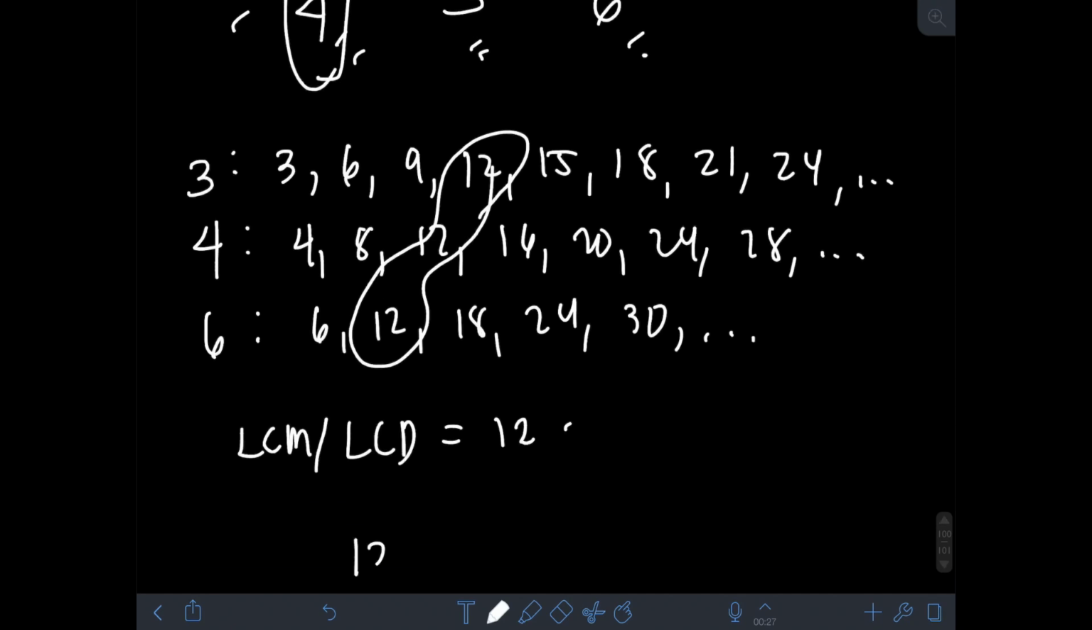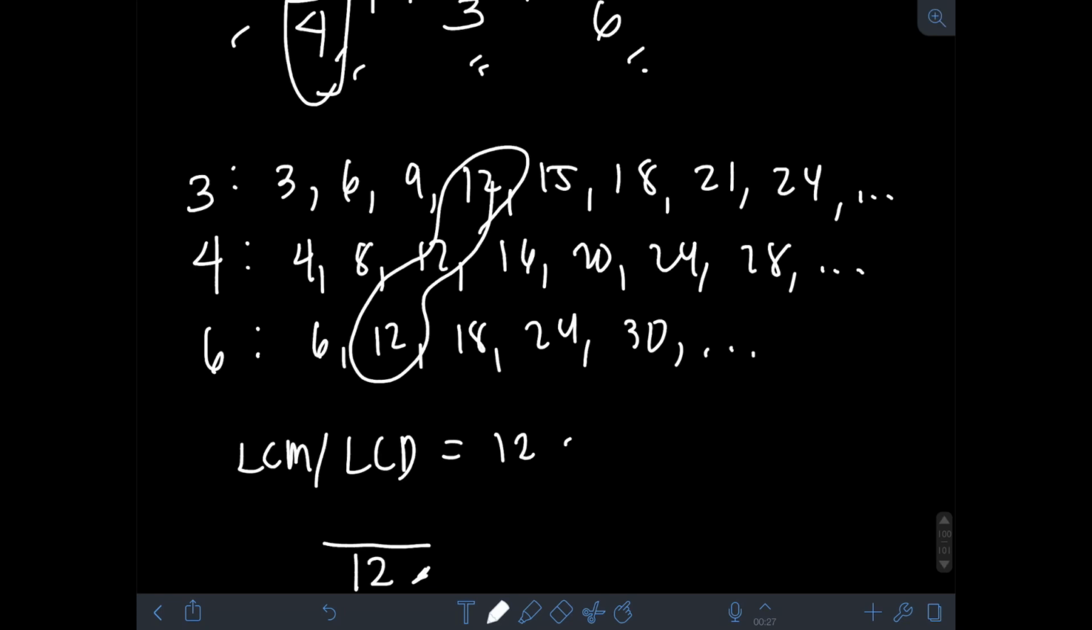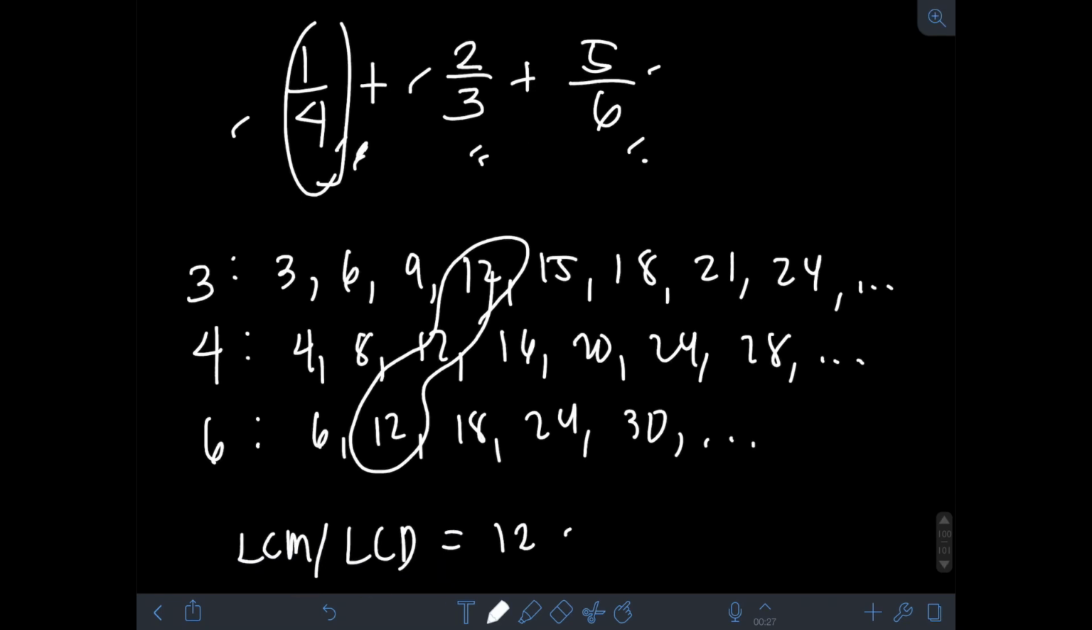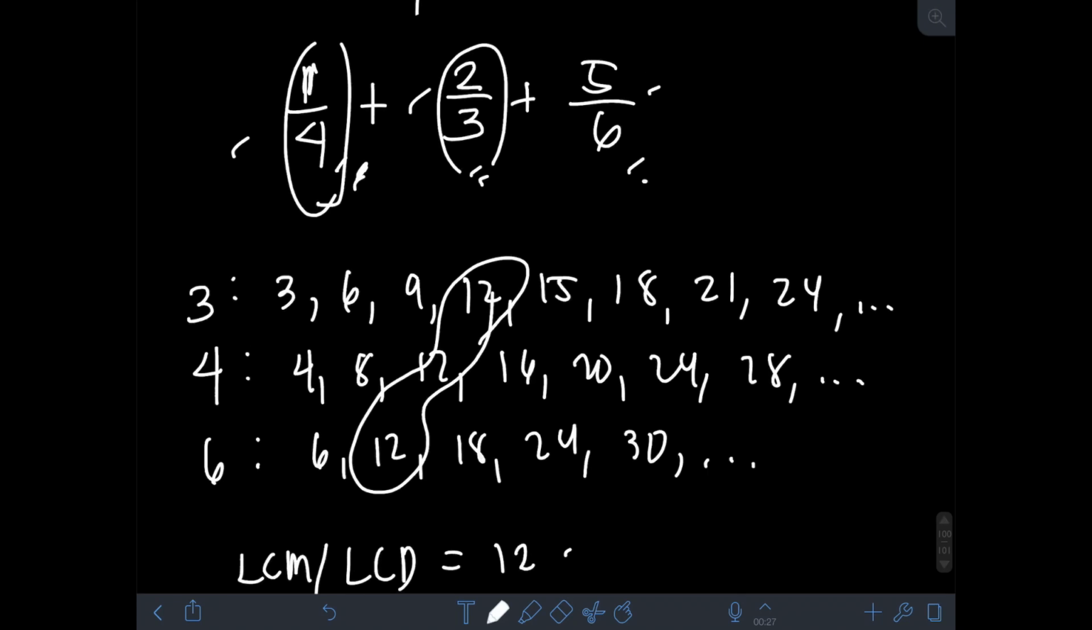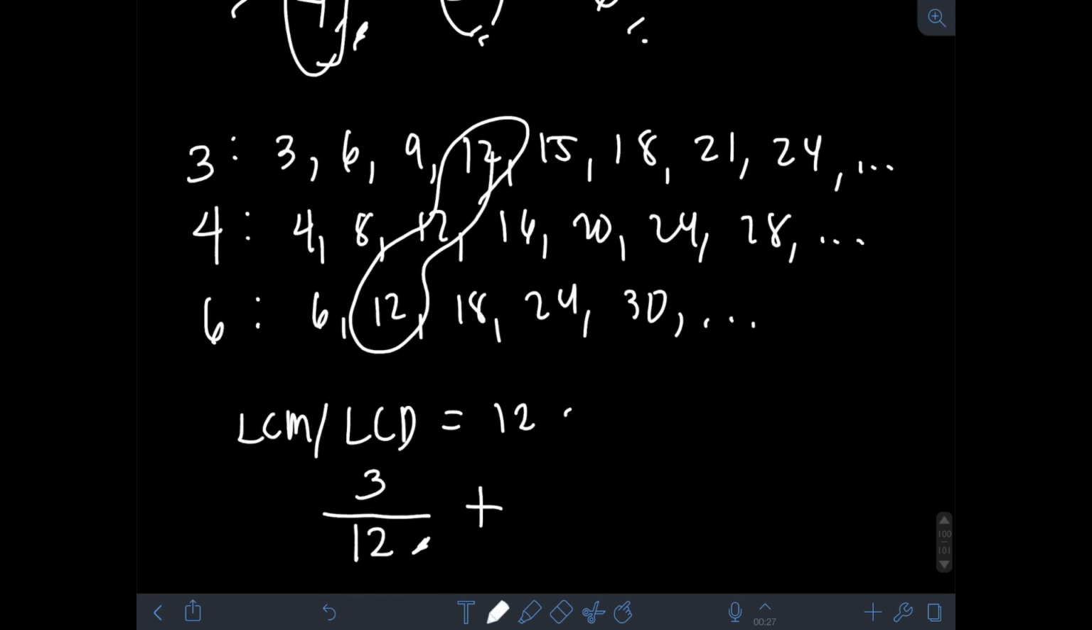So let's copy the new denominator of 1 fourth, 12. So we divide 12 by 4. It is equal to 3, right? And then multiply the quotient by 1. It is 3 times 1, or 3. Okay?